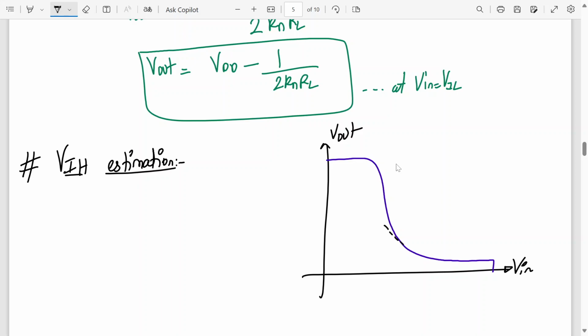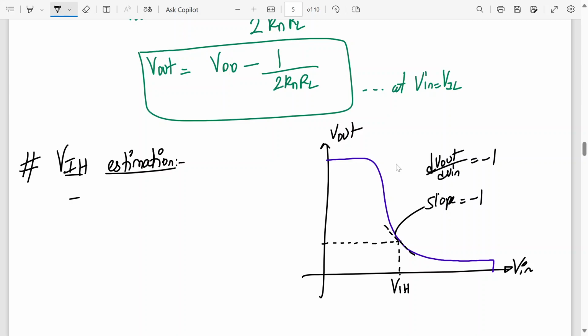If we draw a tangent over here, so this is VIH, and here the slope is -1. And what is the slope? dV out by dV in. So that is equal to -1. All right. So this is the VIH corresponding value.